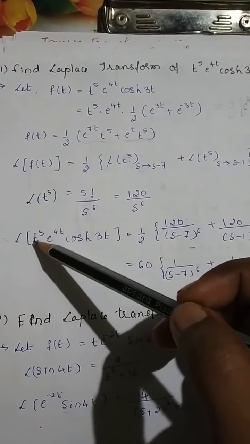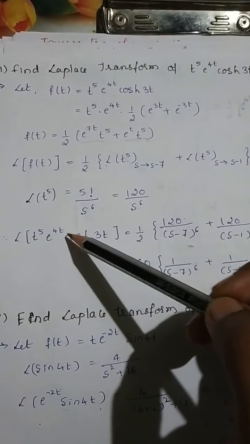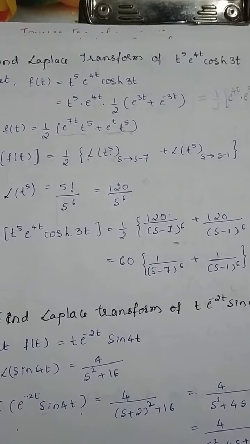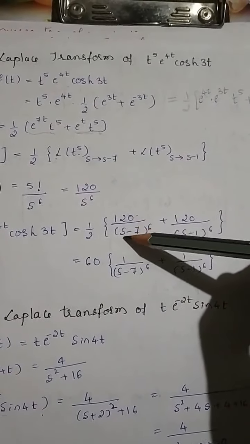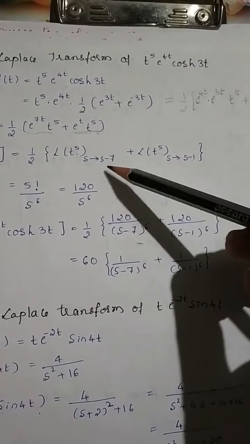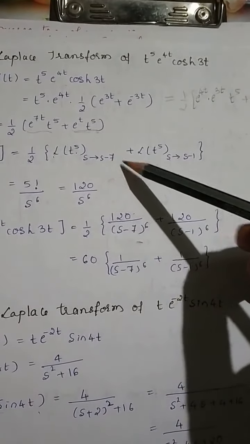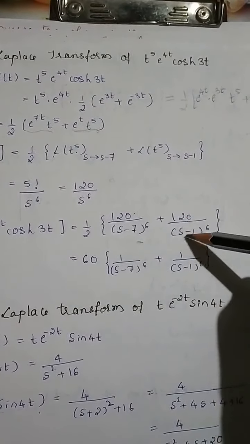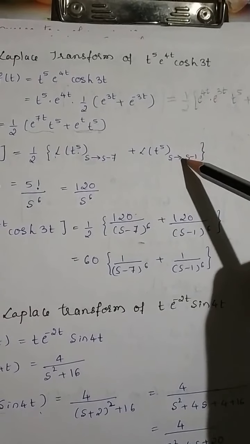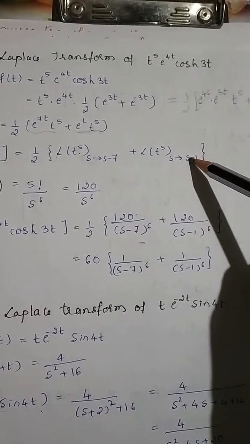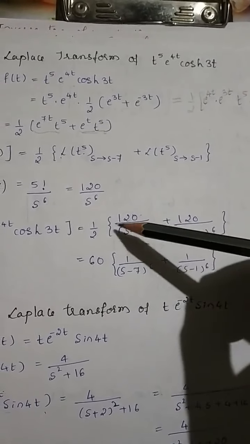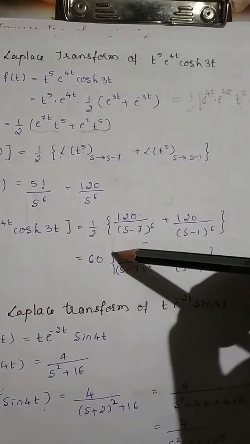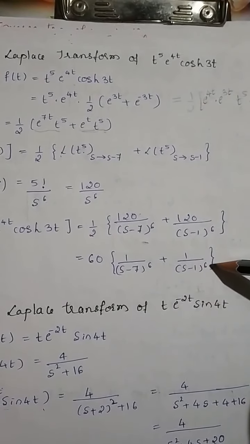Now the Laplace transform of t raised to 5 e raised to 4t cosh 3t is equal to 1 by 2 into 120 upon s minus 7 raised to 6, because in the first term s tends to s minus 7, plus 120 upon s minus 1 raised to 6. In the second function s tends to s minus 1. Next, taking 1 by 2 outside the bracket as common, dividing by 2, we have obtained 60 into bracket 1 upon s minus 7 raised to 6 plus 1 upon s minus 1 raised to 6.